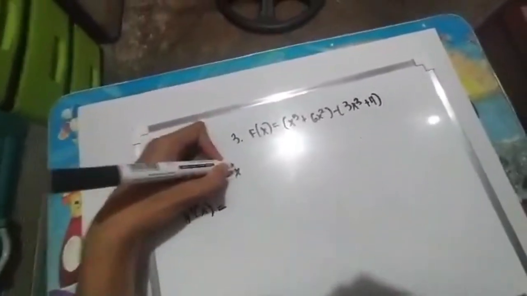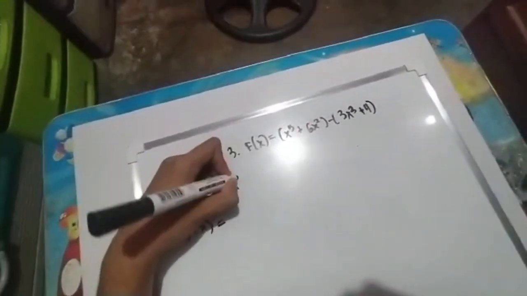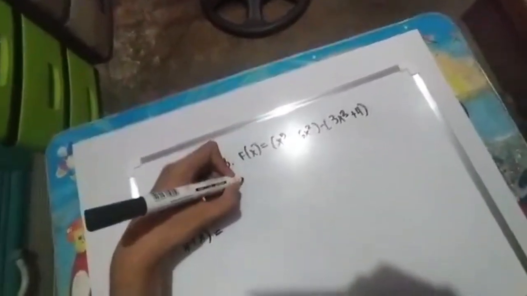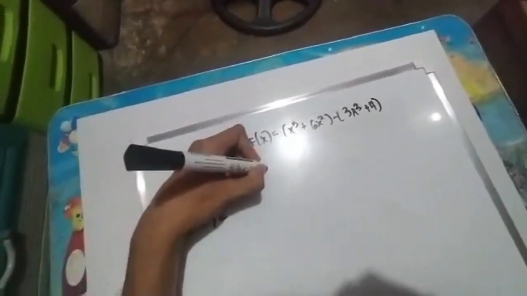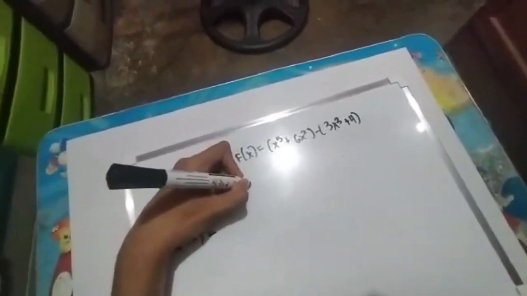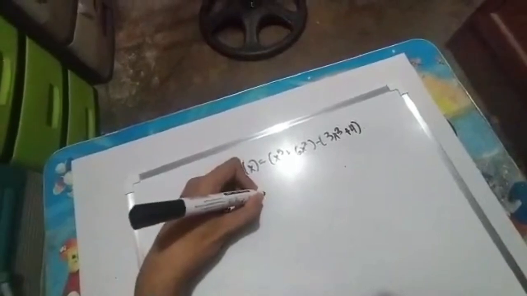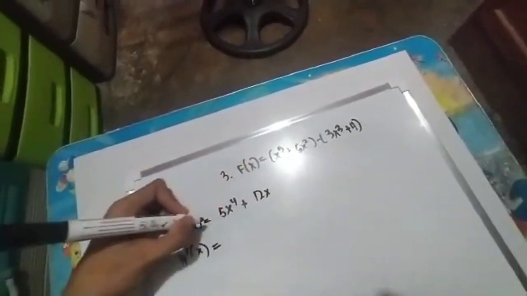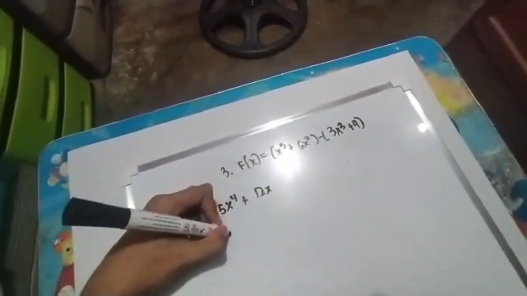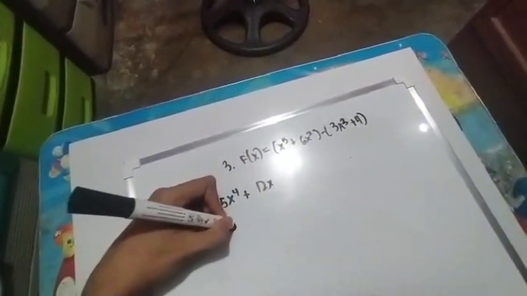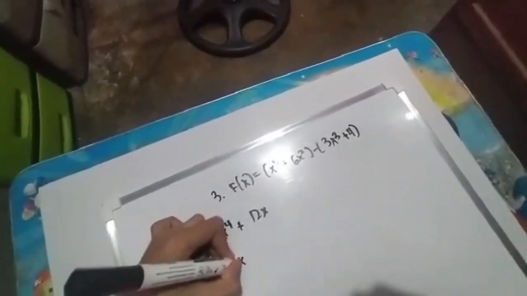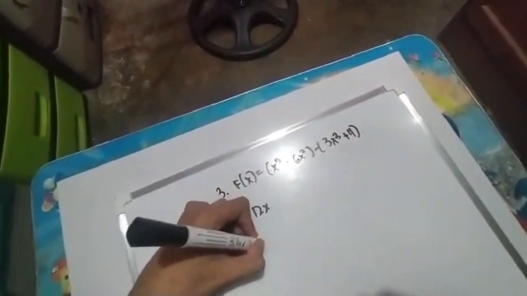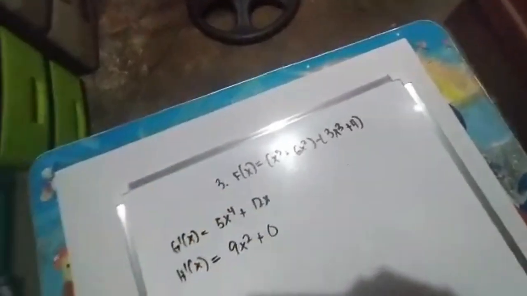x to the power of fifth natin is magiging 5x to the power of fourth plus yung x yung 6x squared magiging 12x, and then ang 3x cubed is magiging 9x squared, and then yung 4 magiging 0.